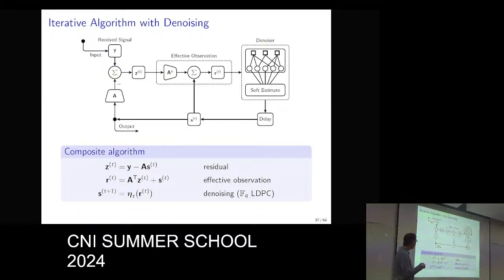So you have y. From y, you subtract A times where you believe your state is. That gives you the residual. The residual is then transformed into an effective observation. And the effective observation goes into your LDPC decoder. Now, at the onset of this problem, the LDPC decoder is not going to try to decode the entire thing. It's just going to do a few iterations to look at the local property of the vector and see if it's consistent or not.